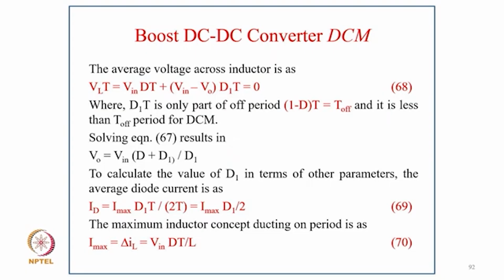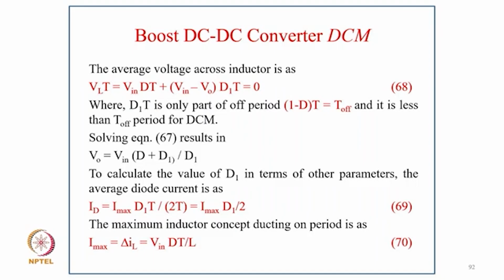Now coming to boost DC-DC converter analysis in DCM. The average voltage across the inductor is now VL times T equals V in times DT plus (V in minus VO) times D1T equals 0, where D1T is the period of diode conduction, which is less than (1 minus D) times T. So D1T is only a part of (1 minus D) T, and is less than that for the discontinuous mode of conduction. Solving this, VO equals V in (D plus D1) divided by D1. We need to calculate the value of D1 in terms of other parameters.